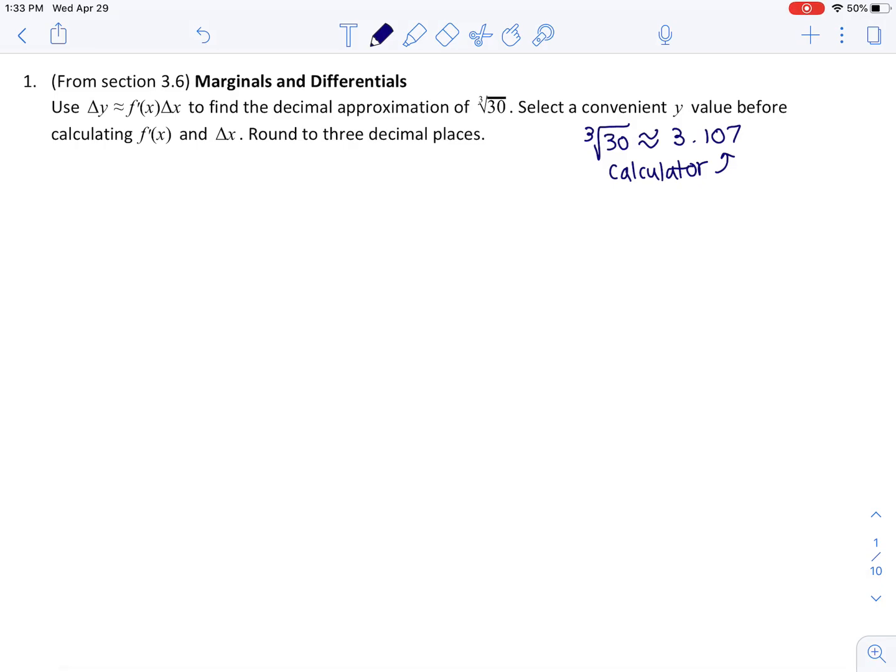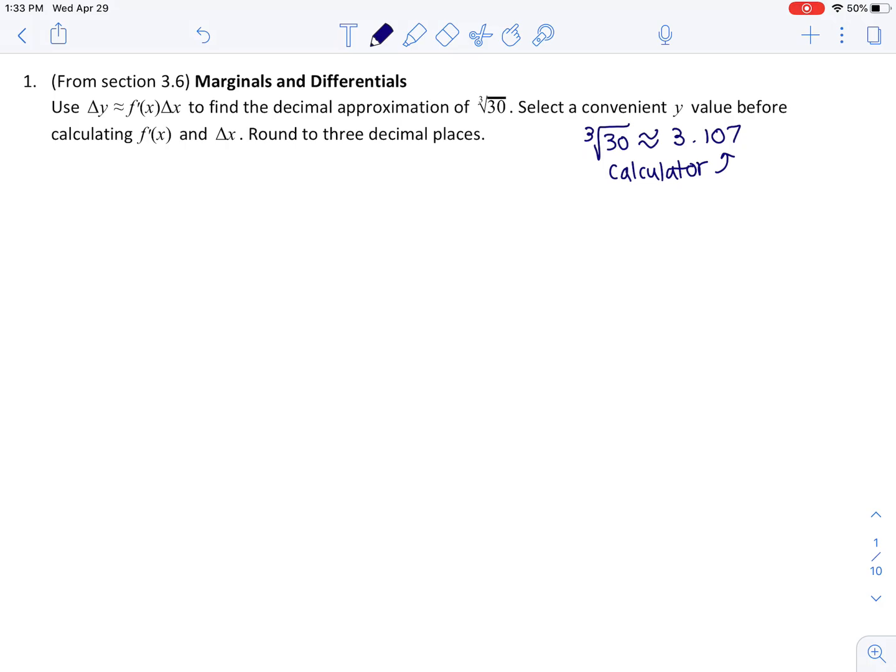I don't want that. If you give me that on the exam, I wouldn't know what to do. Because what we want is to actually do this using calculus. We want to use that delta y is approximately f prime of x times delta x to find the decimal approximation of this. We're going to select a convenient y value.